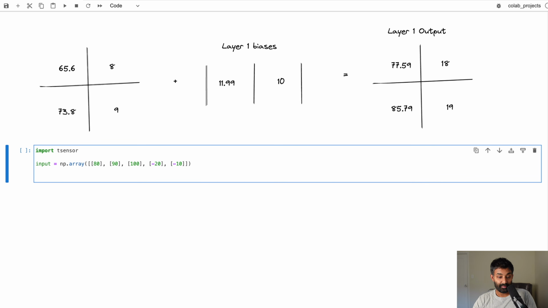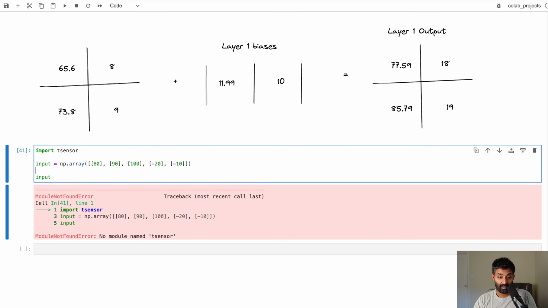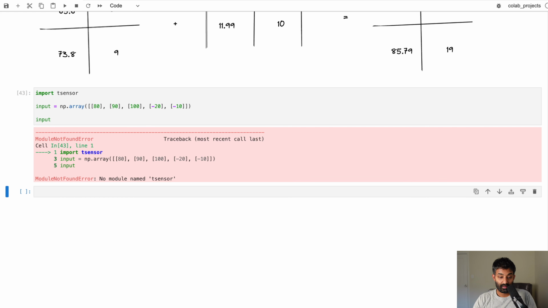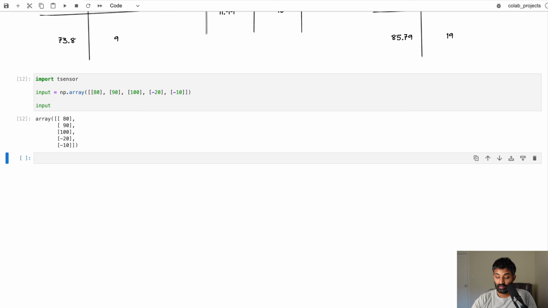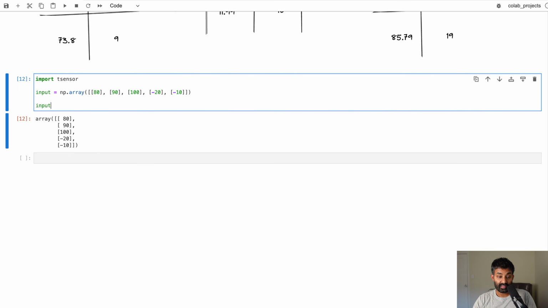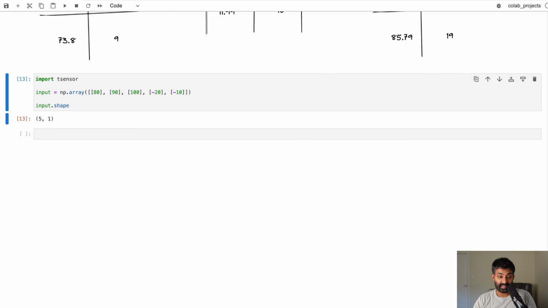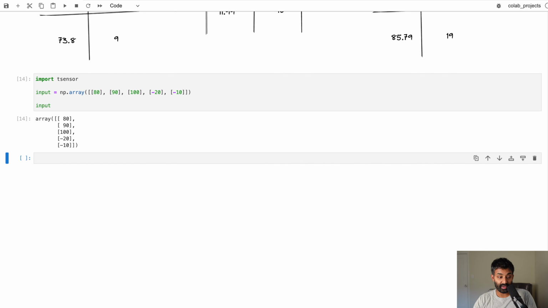All right, so input is going to equal an array, and each of these is going to be a different row. So 80, 90, 100, 120. And let me actually just display input so you can see what it looks like. tsensor. All right, so we can see our input, and if you want to just check out the number of rows and columns, you can use the handy shape property in NumPy, which shows us this is a 5x1 matrix.